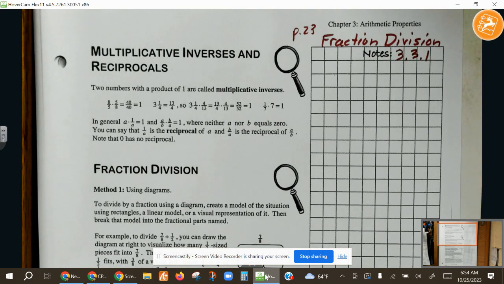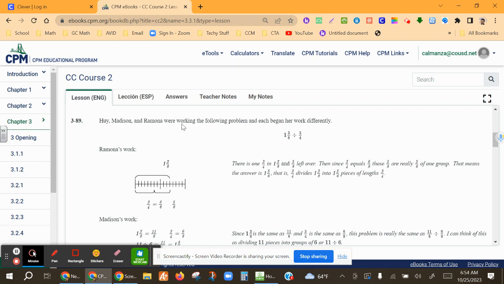So the problem starts off in this chapter, in this section, with three students who are working on a problem of dividing two fractions. You have 1 and 3/8, which is a mixed number, divided by 3/4. Now, the three girls who are working on it are Hui, Madison, and Ramona.